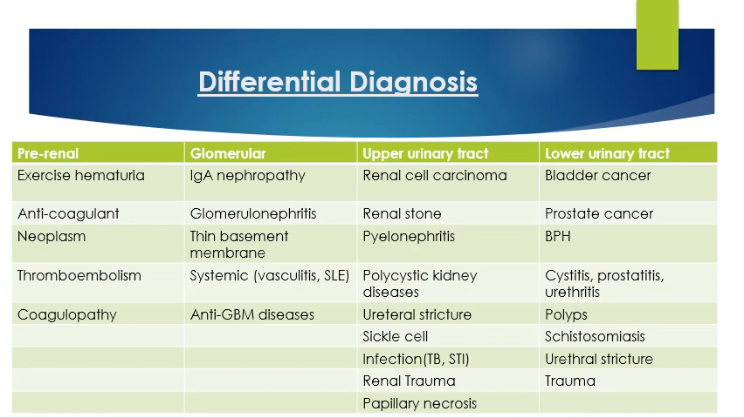Lower urinary tract causes include bladder cancer, prostate cancer, BPH being one of the most common causes in males, infections like cystitis, prostatitis, and urethritis, polyps, parasitic infections like schistosomiasis, urethral stricture, and trauma.